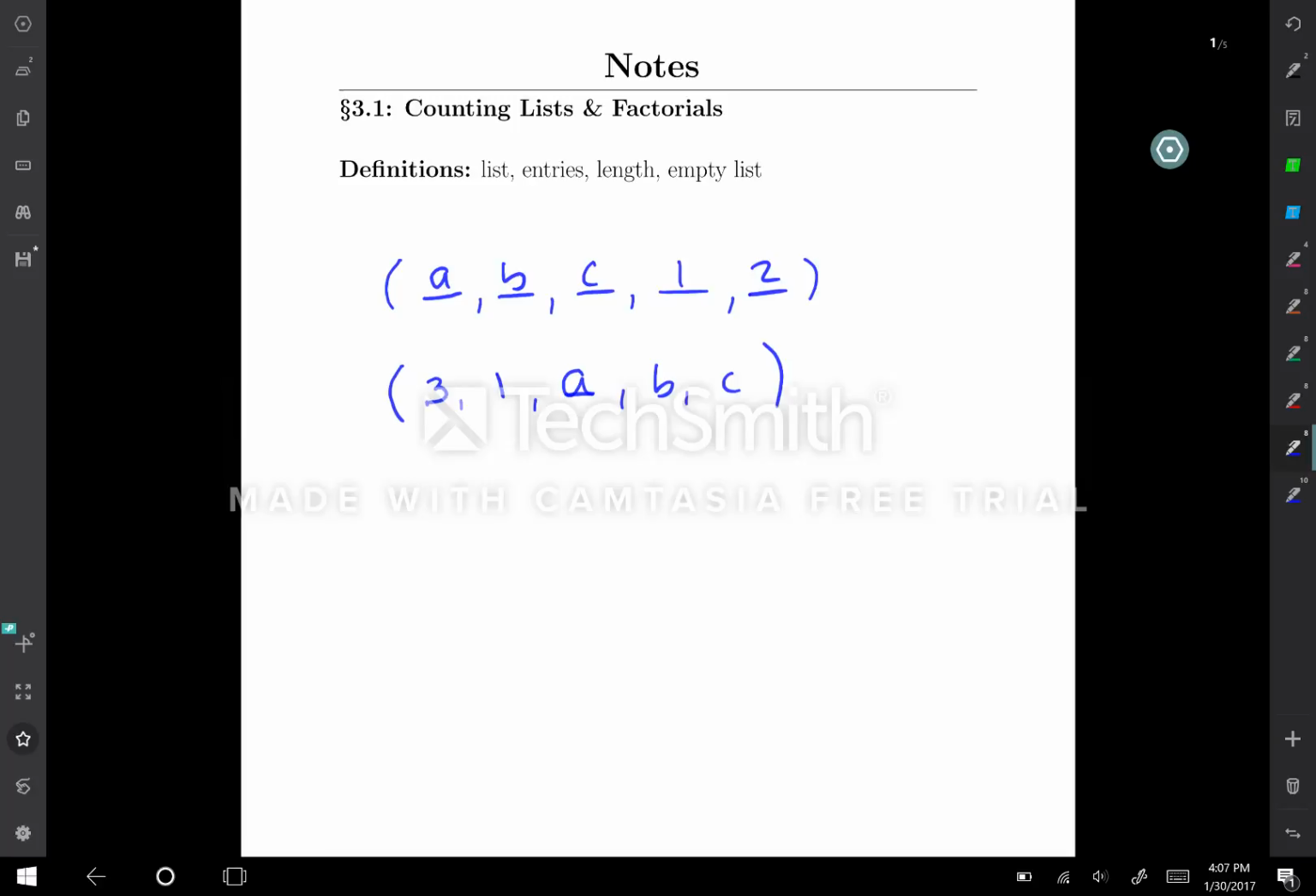So, each list has entries. Our first list here has length 5. Our second list has length 5. An empty list would be denoted by parentheses with nothing in between. That's the empty list, and it's the only list that has length 0. Every other list will have some length.